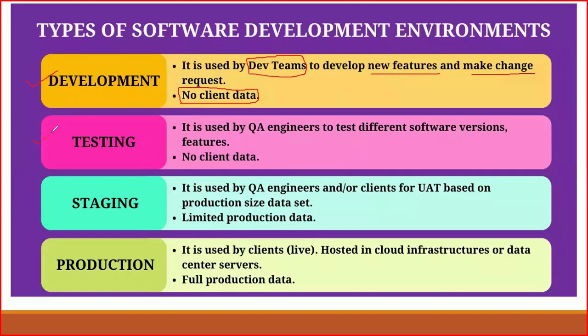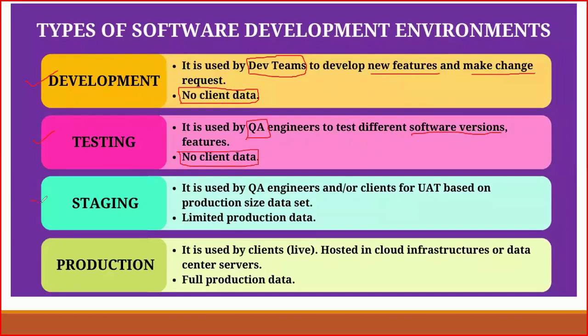And the next environment that we need to know is the testing environment. Generally, quality assurance engineers are going to use this environment to test different software versions. So once the development is done, that particular code or that particular build is going to be deployed on the testing environment, and that particular software version, we are going to test it in the testing environment. And here also we need to use only the dummy data, but not the production data.